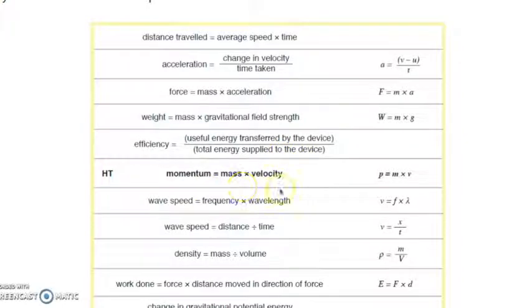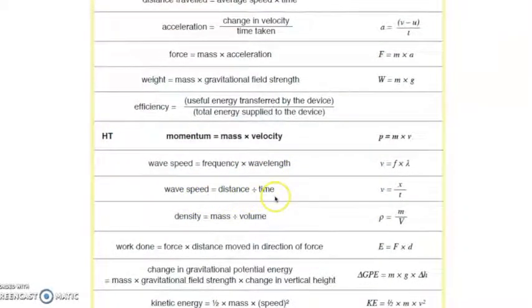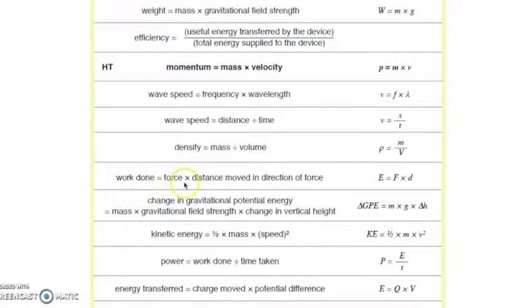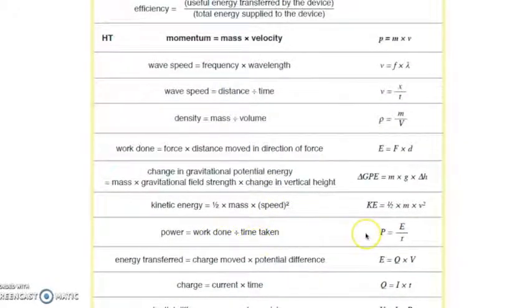Okay, if you're doing the higher tier paper, momentum is equal to mass times velocity. Wave speed is equal to frequency times wavelength. Wave speed is equal to distance divided by time. Okay, density is equal to mass divided by volume. Work done is equal to the force times distance moved in the direction of the force. Gravitational potential energy, or change in gravitational potential energy, is equal to the mass times the gravitational field strength times the change in the vertical height. Okay, kinetic energy is equal to half times mass times speed squared. Power is equal to work done divided by time taken.